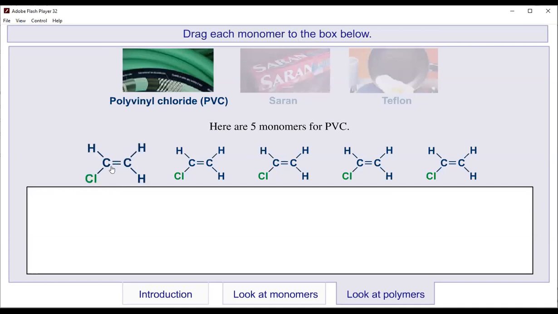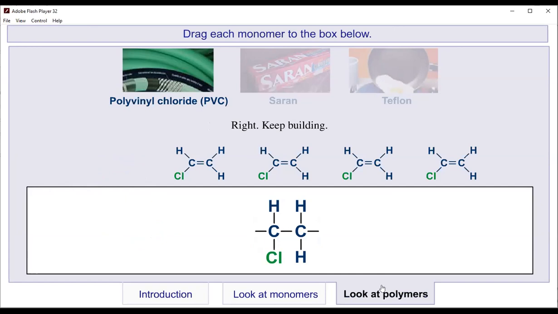It has the 2 carbons with a double bond and 3 hydrogens, and one of the hydrogens is replaced with a chlorine. So let's move on. And so that's one monomer, and we're going to build this with all 5 of these. So notice what happened though, is that this monomer no longer has the double bond in there, that there are all single bonds. The double bond breaks to allow for bonding on either side of the monomer.